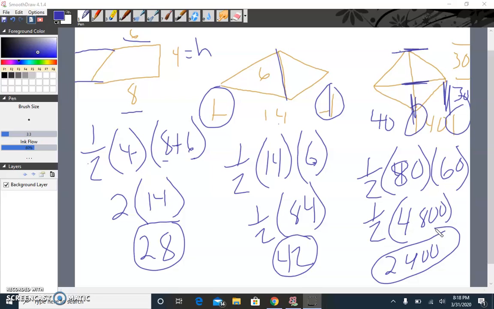So this is how you do it. You have to make sure you have those two formulas. The kite and the rhombus are the same: 1/2 distance 1 times distance 2. And then on the trapezoid, it's 1/2 times your height, and then you add the two bases together and multiply that times 1/2 your height.